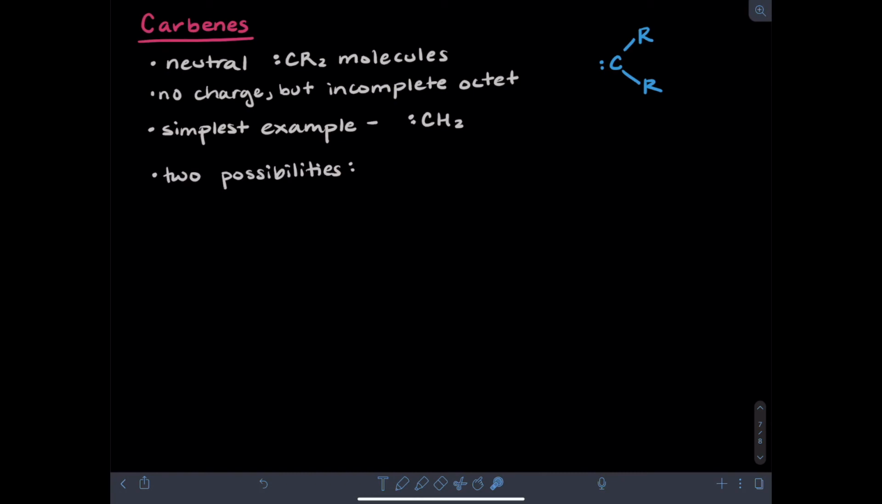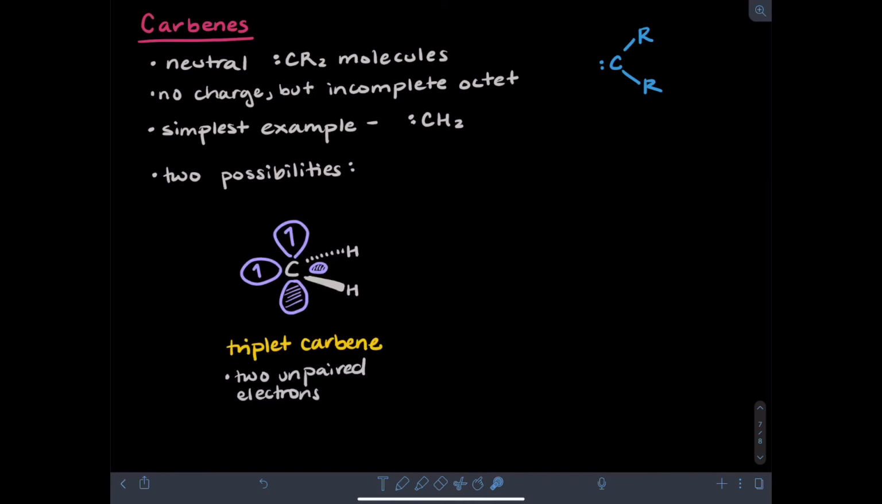Depending on where we put the electrons from the lone pair, you can get 2 different possibilities for how the electrons will be arranged in your carbene. In one possibility, the carbon is going to be bent, but it's going to be what's known as a triplet carbene. The term triplet refers to the carbon having 2 unpaired electrons. In this case, one unpaired electron goes in an sp2 hybrid orbital. This goes in the same plane as the 2 hydrogens. And the other unpaired electron goes in a p orbital. In the triplet carbene, these two electrons will have their spins oriented in the same direction rather than canceling each other out.